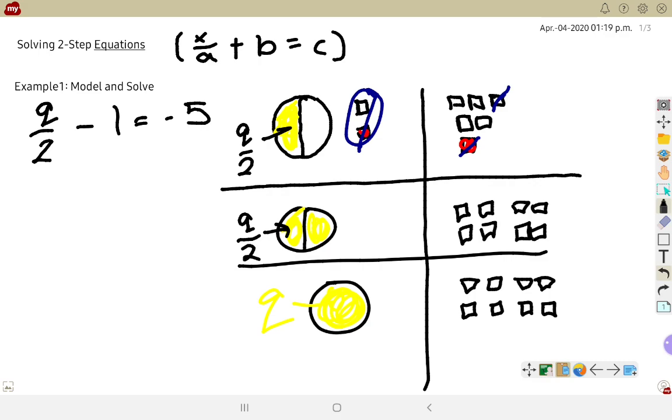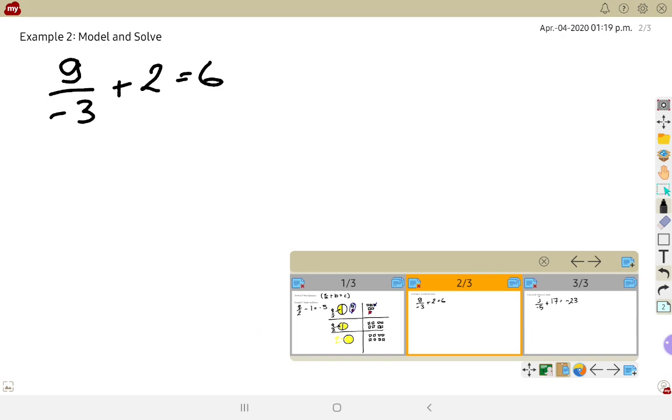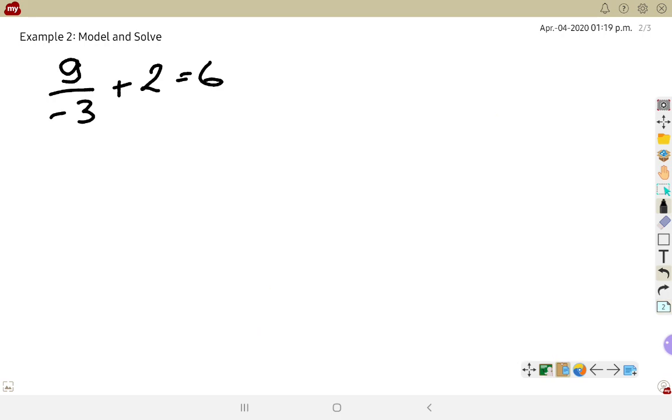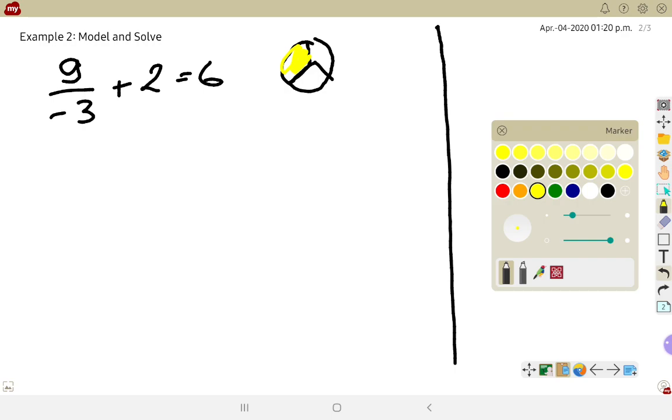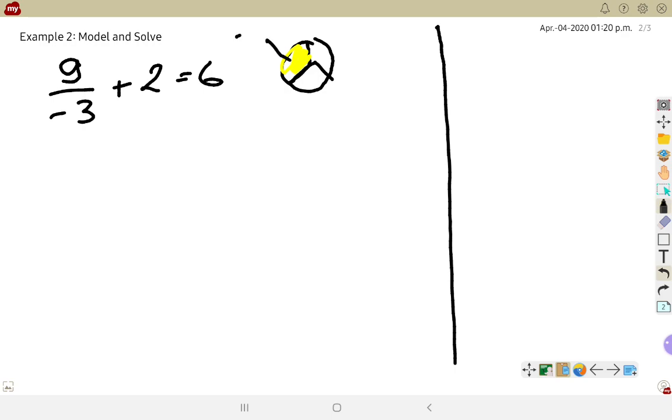Alright, I'm going to quickly do another one with a model. Okay, so we've got g over negative 3 plus 2 is equal to 6. So we'll draw this out. So on the left hand side I've got g over negative 3. So remember, I'm going to split that into 3 pieces, and I can color in one of those pieces, and I'm going to think of that one piece as being negative g over 3. Okay, from our last video we kind of talked about how it's the same thing as g over negative 3.